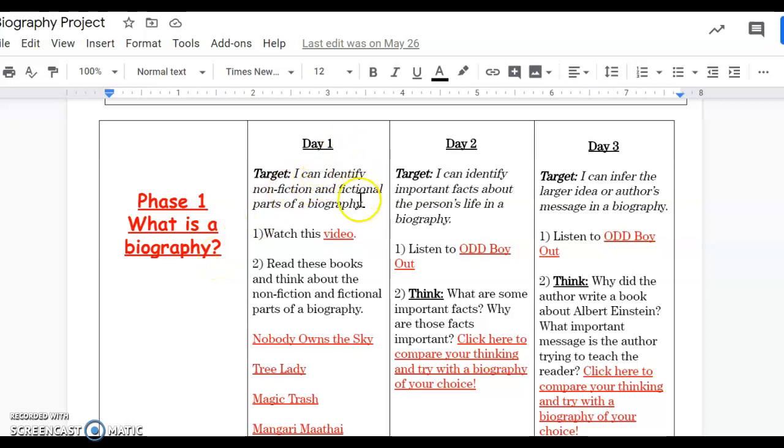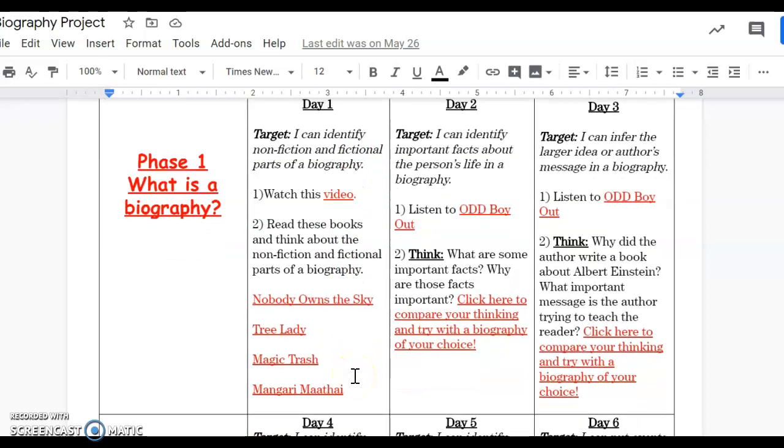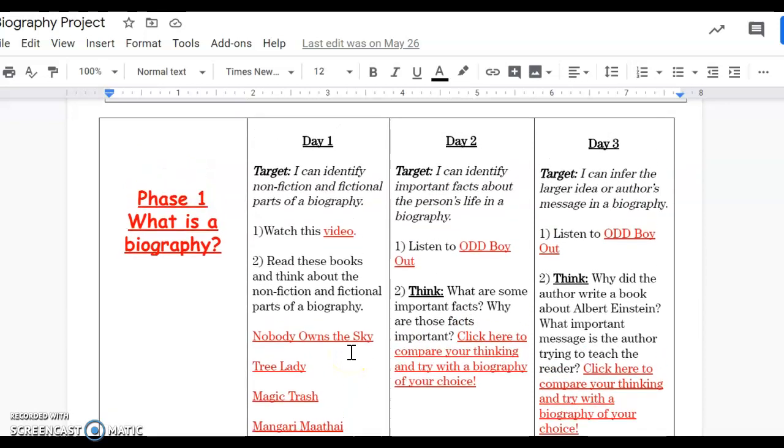Day 1, the target. There are nonfiction and fictional parts of a biography, so you will learn about those. Here are some different biographies you can explore. Notice the different nonfiction and fictional parts in the different biographies. You can use these 4 biographies for the first 3 days. You can also use them throughout the entire unit.